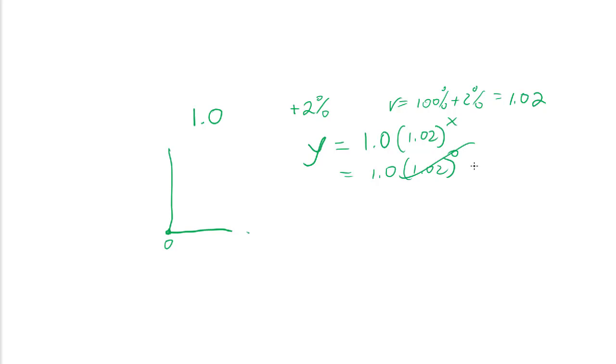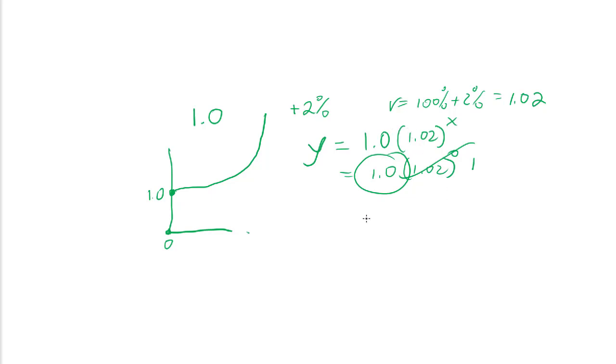Anything to the 0 power is 1, which means I'm multiplying 1 times my A0, my original amount. My intercept is going to occur at 1.0 million people. And I'm going to increase very slowly, but eventually it's going to curve upward in my growth function. And that's what the graph of that particular function will look like.